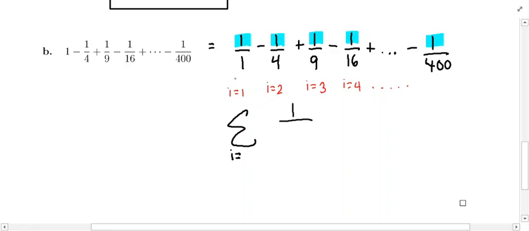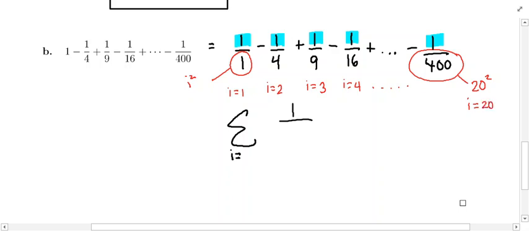Here is how they are related. The bottom is I squared. 1 squared is 1, 2 squared is 4, 3 squared is 9, 4 squared is 16. And then this last piece, the denominator is going to be 20 squared. 20 squared is 400. So that tells you you're adding the first 20 terms.